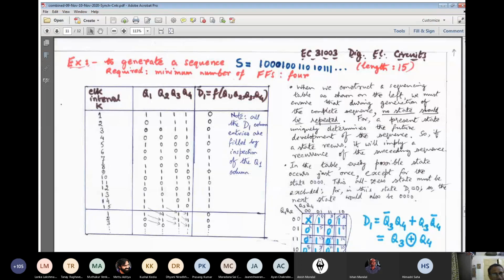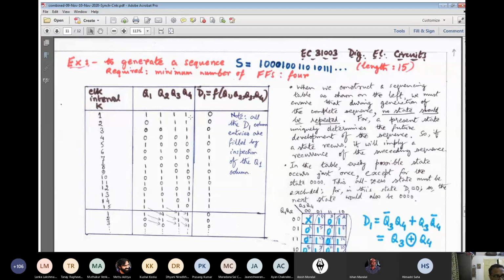So I can fill up entirely the 16 values for the D1 input. I have written it for you. Note all the D1 column entries are filled by inspection of the Q1 column. So my dear friend, I believe you know how I am filling up the entire table. For Q1 I can get it directly from the specified sequence. Q2 I just write it here, only repeat it, and the 15 elements I can write, 14 elements. Then this one I will bring here. Okay. Then for Q3 I can write from here, so 13 elements. These 2 will come at the top. And finally for Q4 I can write these 12, the next 3 will come over here.